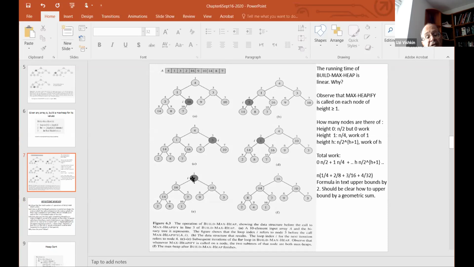Because this would be the height of a tree if you have n nodes. And if this is the case, then clearly you cannot argue that each application of max heapify is a constant. So we need to do something more sophisticated.